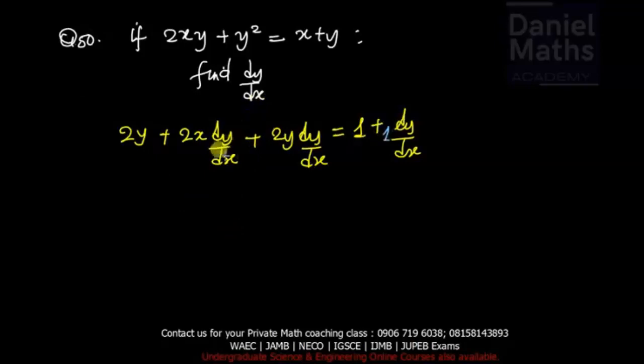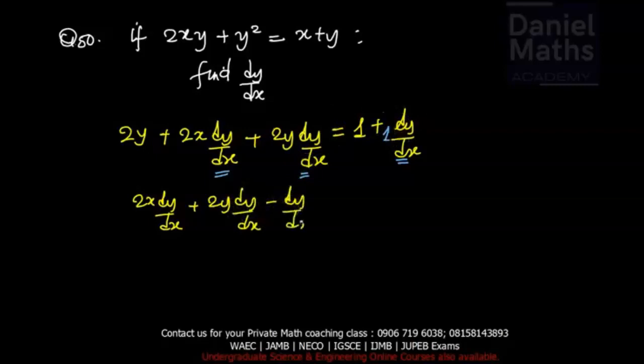If we go ahead from here to take like terms, you could see that this and this are common. Let's start by doing all of that. I'm going to bring everything to one side. This is going to give me 2x dy/dx plus 2y dy/dx. Then this comes over and becomes minus dy/dx, and everything on the other side gives me 1, and then minus 2y. So this is what I have here.